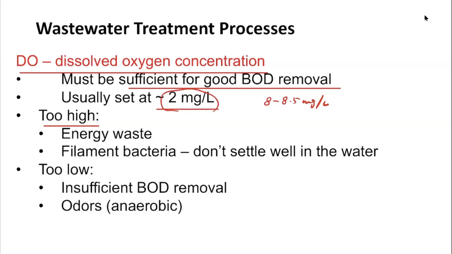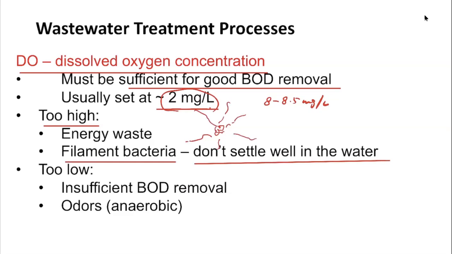So because we're maintaining the concentration at a positive value. But at the same time, if the concentration is too high, then the bacteria can form these filament bacteria. What that means is, instead of forming chunks, like a cluster, they're going to form these branches, okay? These filaments mean that it's going to be more difficult to settle down in the secondary clarifier. And at the same time, if the DO is too low, then it means that there's going to be insufficient BOD removal. And also, there may be some anaerobic decomposition. It's going to cause some odor in this process.